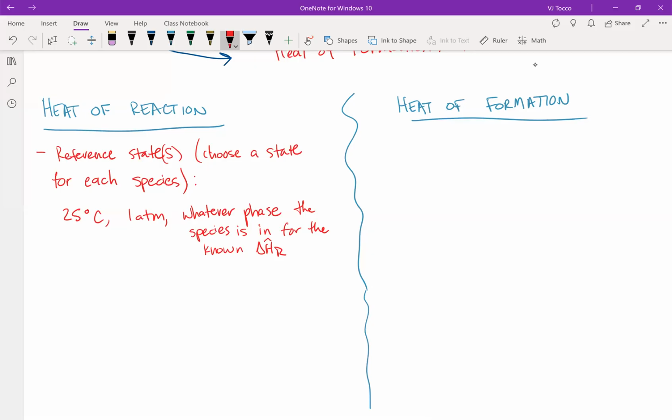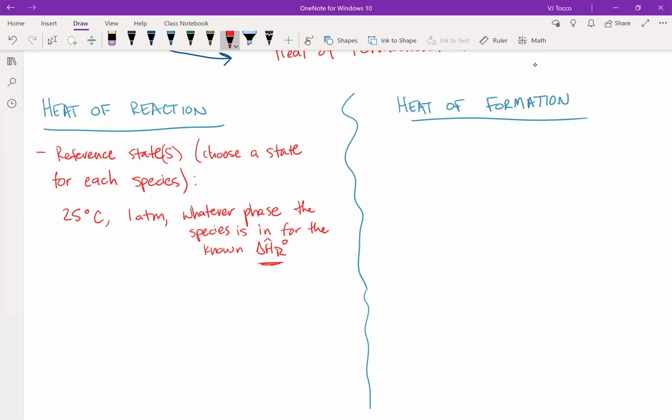Okay, so once again, if the heat of reaction method is chosen, you want to choose for all species 25 C, 1 atmosphere, and whatever phase the species is in for that known heat of reaction. And the reason for that is your heat of reaction is probably going to be known at the standard conditions, which are again 25 C and 1 atmosphere. So in order to perform that reaction, all your species have to be at this reference state in order to cross the bridge, is my analogy for it. So in order to convert those reactants into products, they have to go to 25 C and 1 atmosphere such that you can use this heat of reaction in order to convert them.